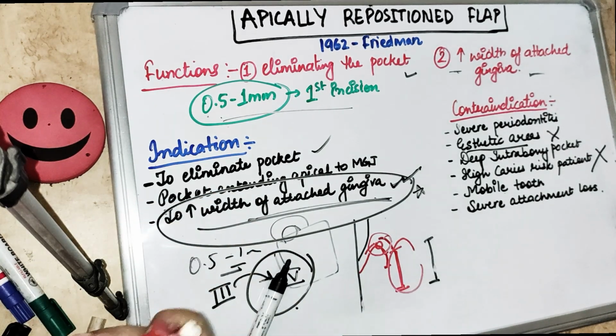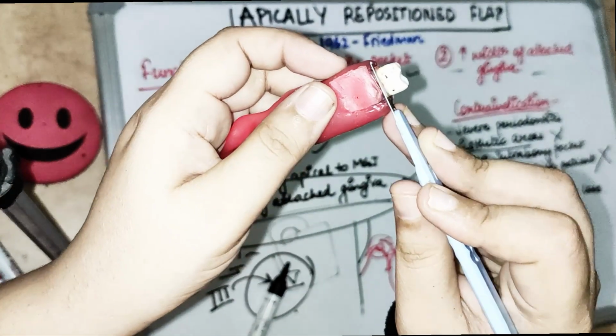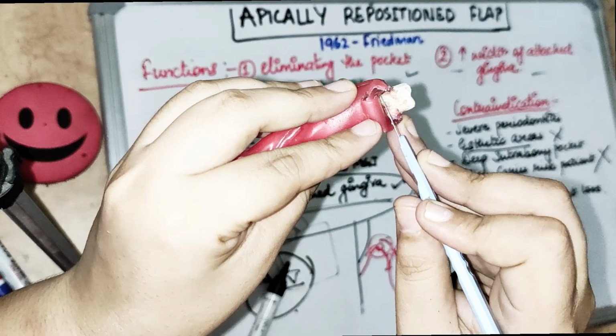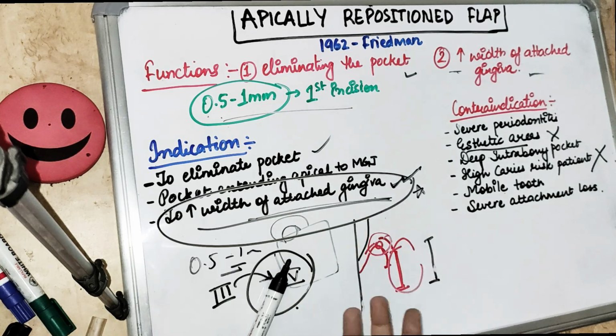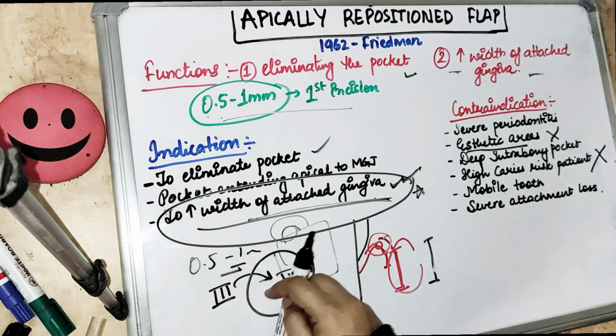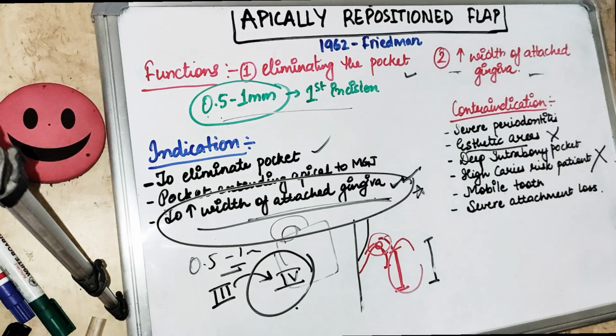Earlier when we had this much of clinical crown, now we have this much of the clinical crown. So there is also an increase in the clinical crown and a good gingival morphology, which facilitates good oral hygiene, which is a big advantage for this apically repositioned flap surgical procedure.